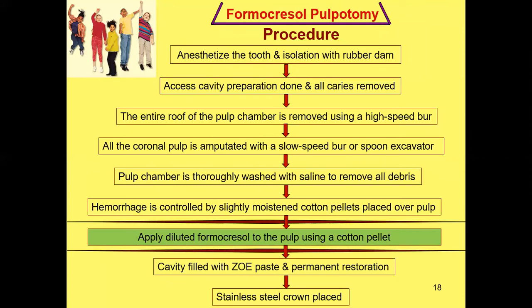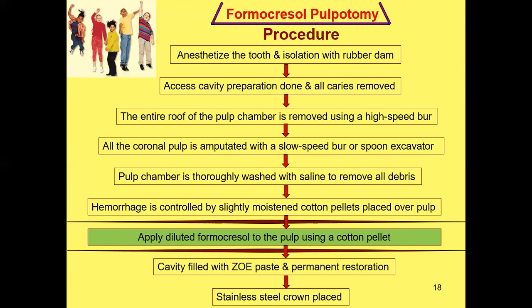So coming to the procedure of pulpotomy, first you need to anesthetize the tooth and isolate with the rubber dam. Then access cavity preparation is done, and when you are doing the access cavity preparation, the entire caries has to be removed. Then the entire roof of the pulp chamber is removed using a high-speed burr.